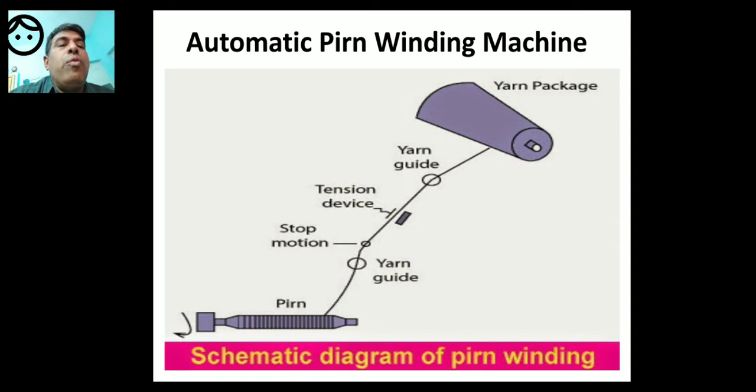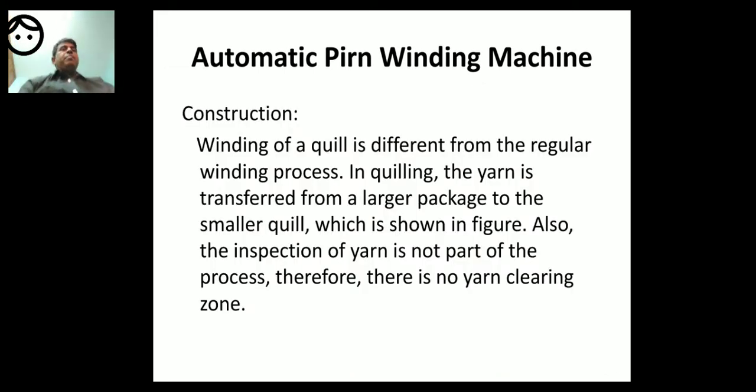So the winding onto the pern is done by the traverse guide. The traverse guide moves to and fro throughout the build of the package, and the traverse guide helps in winding the weft onto the pern. So this is the schematic diagram of the automatic pern winding machine construction.